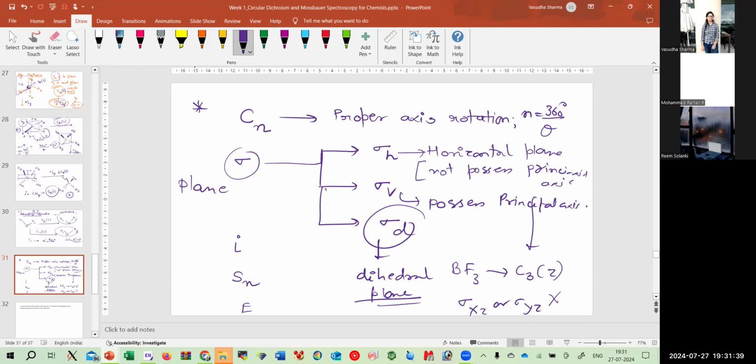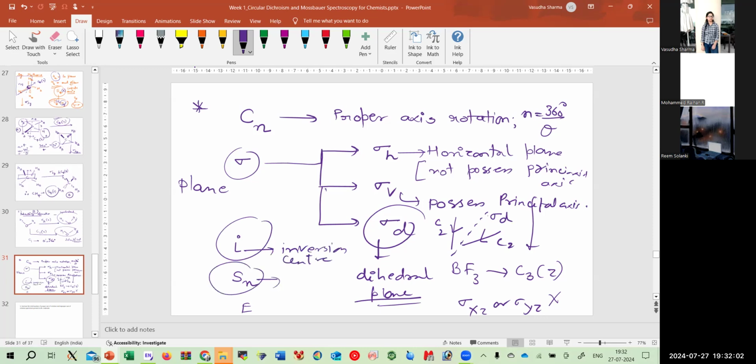Or just to give you an example, if we have two C2s, say C2 is coming from here, this rotation is C2. So the plane that exists in between the two C2s is called a dihedral plane. I will explain an example in the next session. Followed by that, we have the inversion center, which we have seen in many examples.